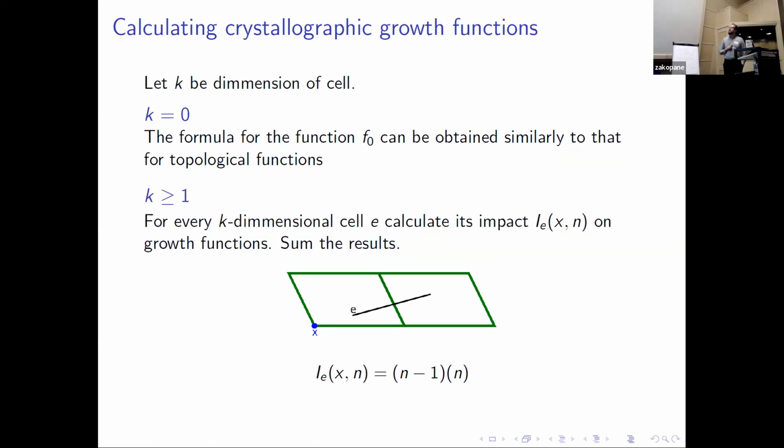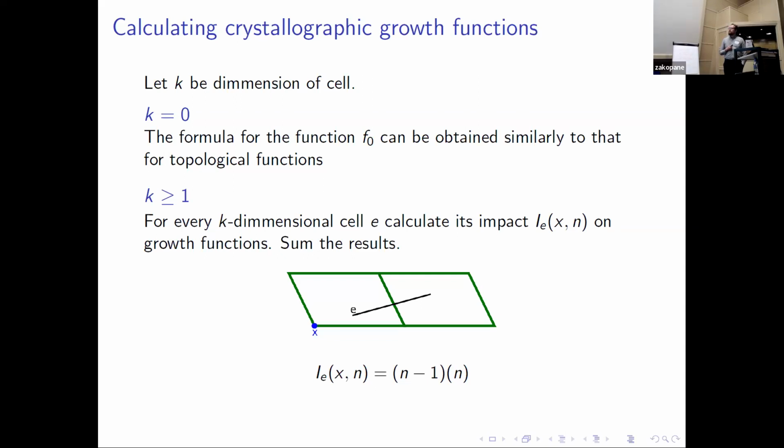Okay, and here is an example of how we can calculate such crystallographic growth functions. In the case of crystallographic growth functions that count the number of vertices, it's very straightforward. We get a formula similar to the one for topological growth functions, and it also works for higher dimensions.